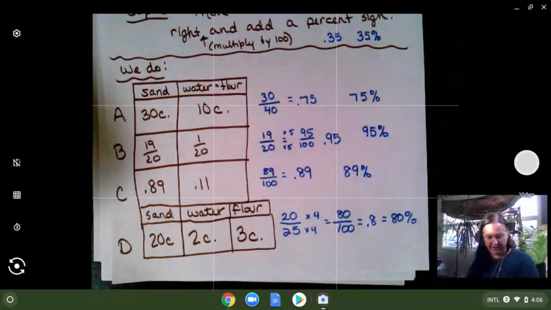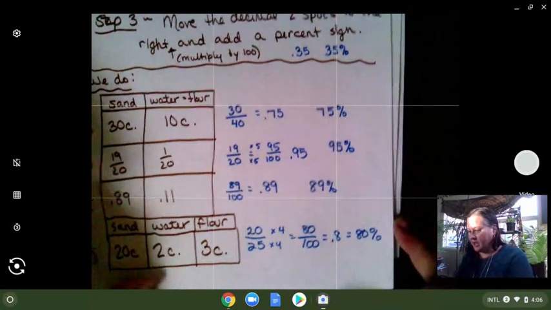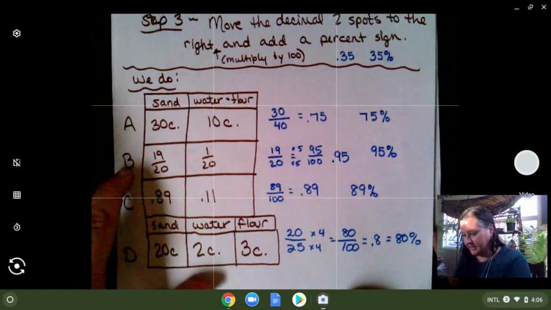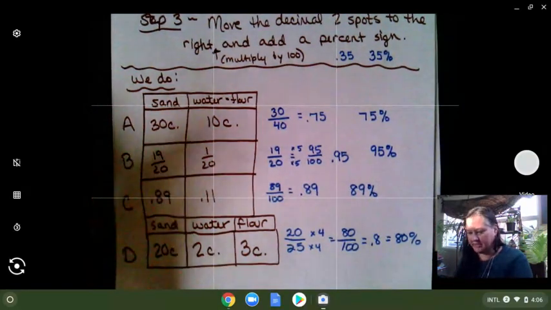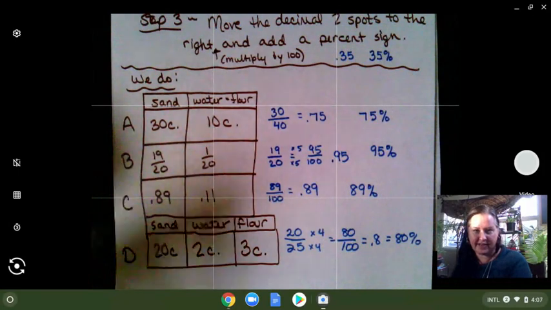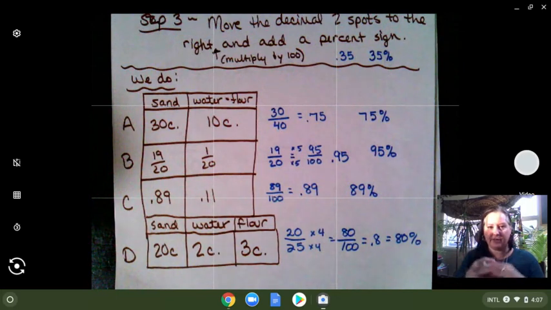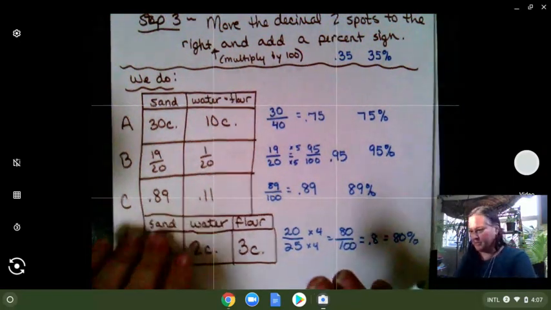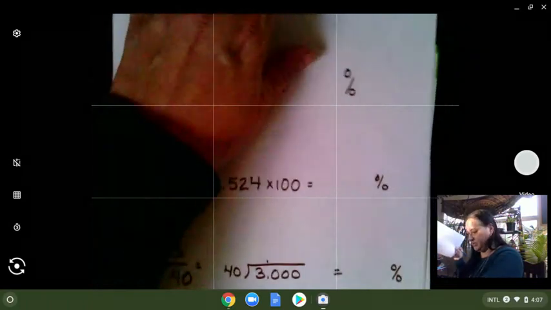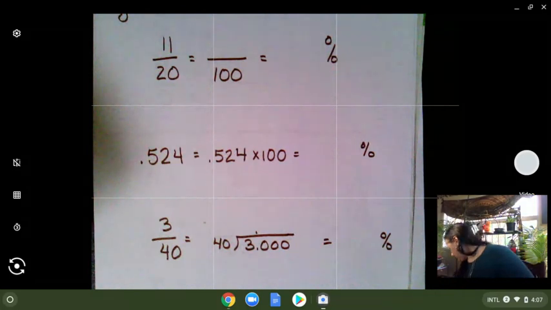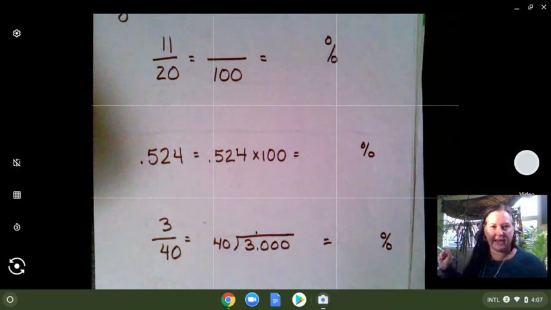So now I can compare these, and if they were asking me which of these have the largest percent of sand, I would say B. If they ask me which of these mixtures have the least percentage of sand, I would say A. So there's a lot of different questions that can be asked, but mainly what you're going to be doing is you're going to take a part and put it over the whole, turn it into a decimal, and then turn it into a percent. Okay, I would like you to pause your video here and try these problems, these you do problems. When you're done, resume and we'll do them together.